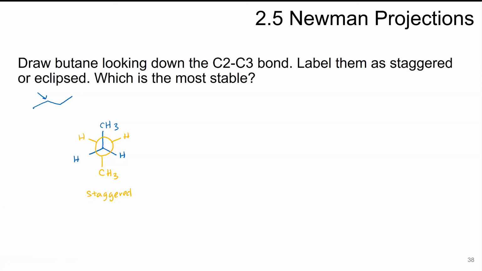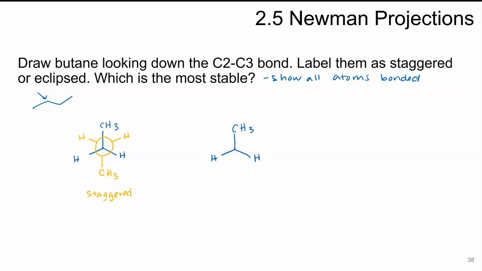So in the Newman, you need to show all atoms bonded. There's nothing implied on a Newman. So if there's a hydrogen, you can't just leave it off. It needs to be shown on there. All right, in the other one, I'm going to leave the CH3 in the same spot.